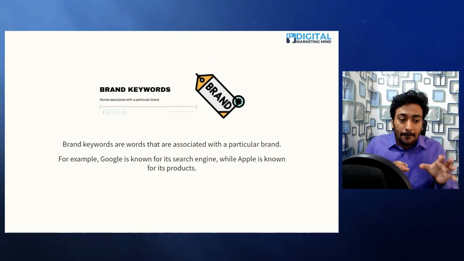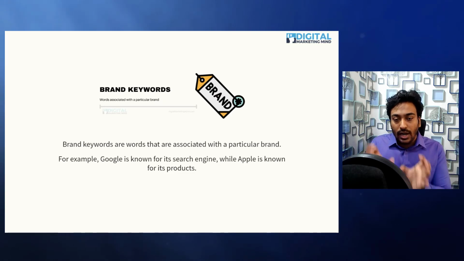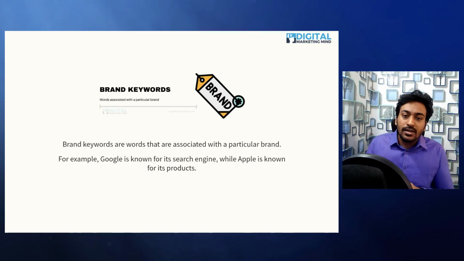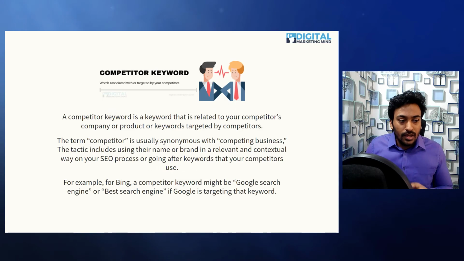Brand keywords. Brand keywords are words that are associated with one particular brand, as I mentioned previously, where, for example, Google is well known for its search engine, while Apple is known for its products. Any keyword or phrase you are going to target, if it has a brand, we will classify that as a brand-related keyword also. The next keyword is competitor keyword.